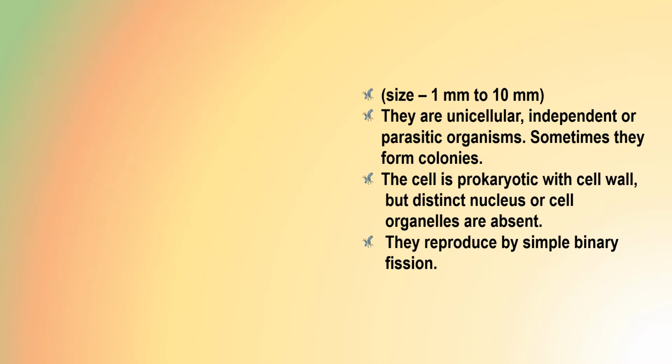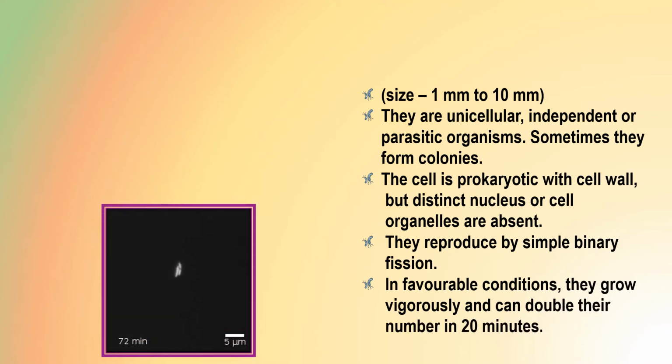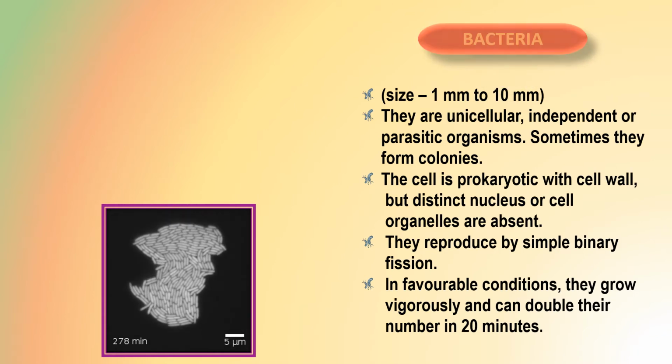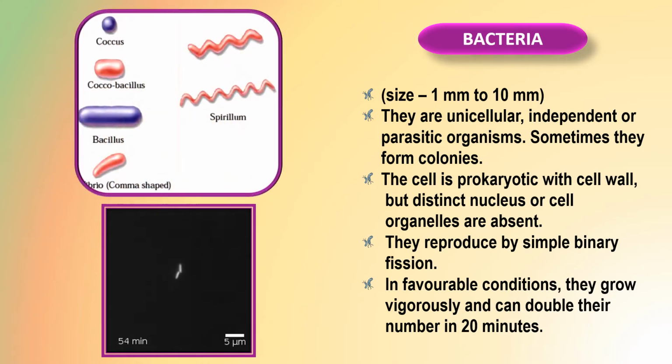In favorable conditions, they grow vigorously, very quickly, and can double their number in 20 minutes, as you can see here. So quickly they will reproduce and double their numbers. We have these organisms which are called bacteria, and these are the different shapes in which bacteria are found.